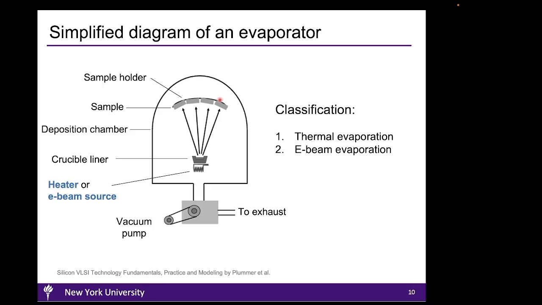The evaporation systems can be classified based on the mechanism by which they melt a solid source for generating the vapor. These include thermal evaporation, where a resistive heater generates heat, and e-beam evaporation, where an electron beam source is used to melt the target material.